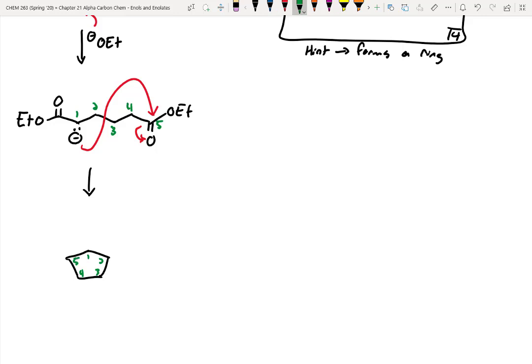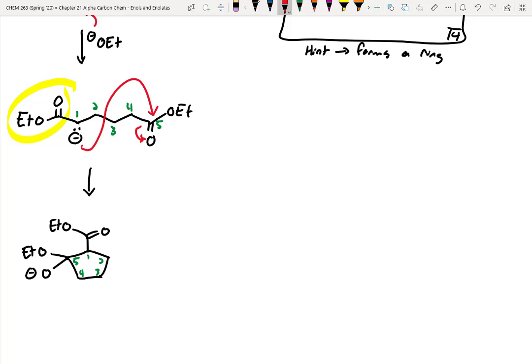And off of carbon 1, we still have this entire group. So I'm going to go ahead and plug that group into carbon 1. We've got that CO bond, and we've got this ethoxy group. So we've got that accounted for now. And then over on carbon 5, what we have is an oxygen with a negative charge, and we've got our ethoxy group. All right, so let's take a look at what would happen next.